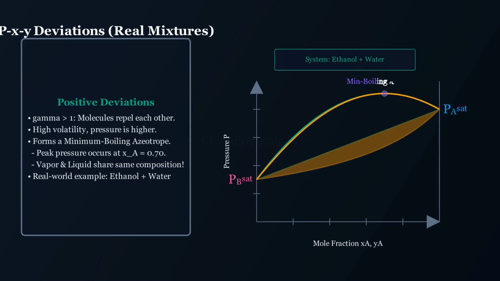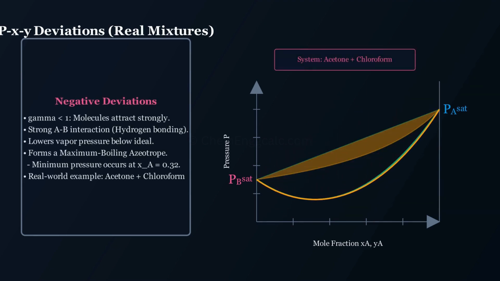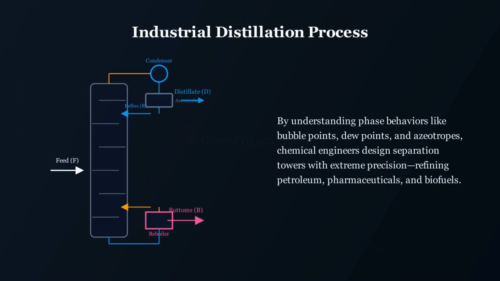A strong deviation forms a minimum boiling azeotrope, like ethanol and water, which boils at a lower temperature than either pure component. Conversely, if different molecules attract each other strongly, like acetone and chloroform, the vapor pressure is lower than expected, resulting in a negative deviation. This forms a maximum boiling azeotrope. Understanding these non-ideal VLE behaviors is essential for designing industrial separation processes like distillation.